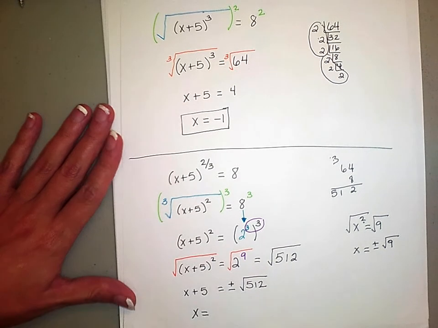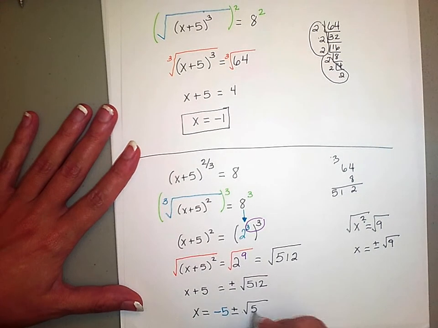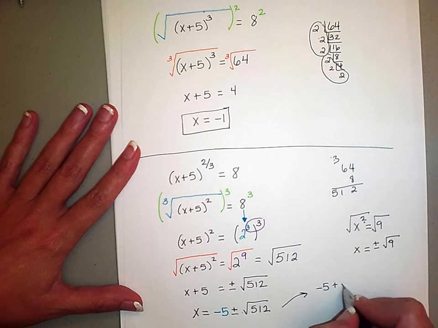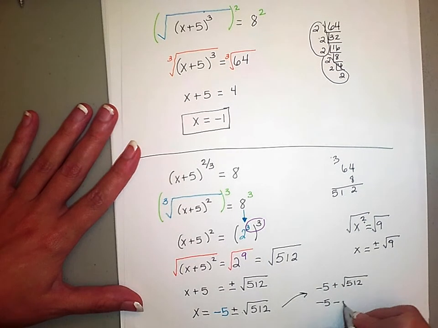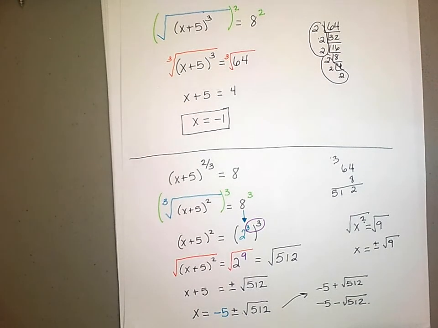Okay. And then I can just subtract 5 from both sides. And so our answer would be negative 5 plus or minus the square root of 512, which is 2 separate answers. It's negative 5 plus the square root of 512, or negative 5 minus the square root of 512. So just be careful with that, and with even roots, you need to put a plus or minus.